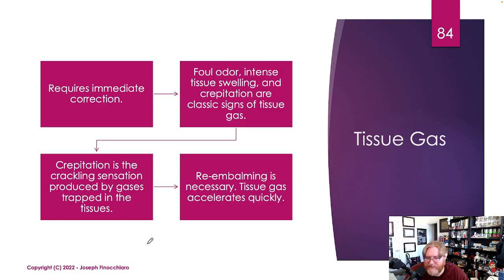Re-embalming is necessary. You have to go in with the proper type of solution to kill it. We'll talk about methods of treating tissue gas, and essentially what you do is you create a firewall of chemical so it can't creep any further than the area that it's in. Tissue gas can be catastrophic to a cadaver, and it will be absolutely devastating to a family if it gets into visible areas. So you have to take steps immediately to get it under control.